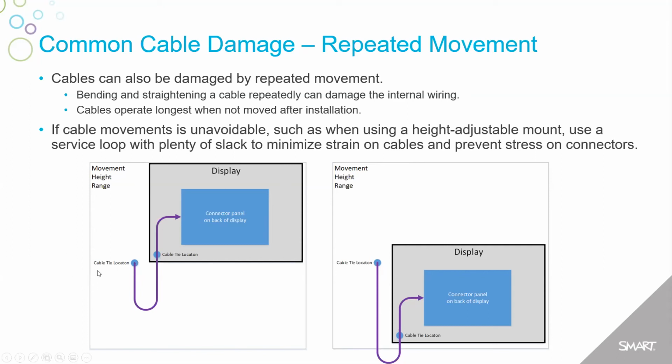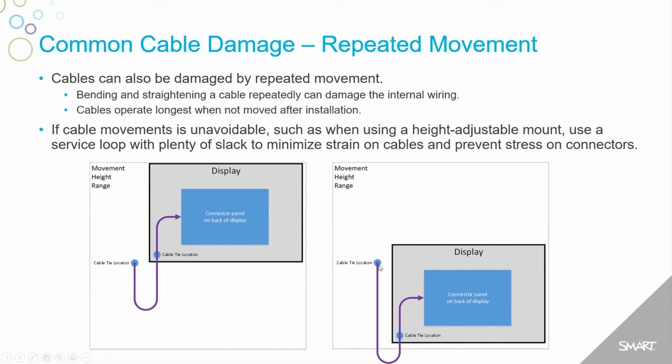I've got an illustration here that shows basically the range of height of a height adjustable wall mount that a display is on, and the display at the top of that range and at the bottom of that range. Now, what you'll notice here is that we've secured the cable in two places. One is in a fixed location on the wall or the mount. Another is in a fixed location on the display itself. And we have a loop of wire. It's a nice long loop going between those two fixed locations.